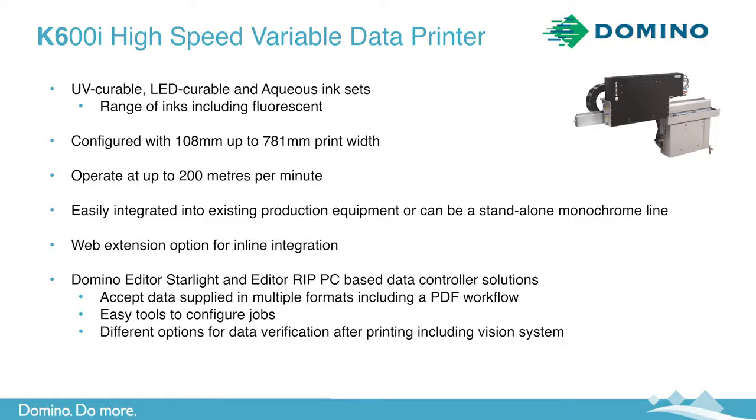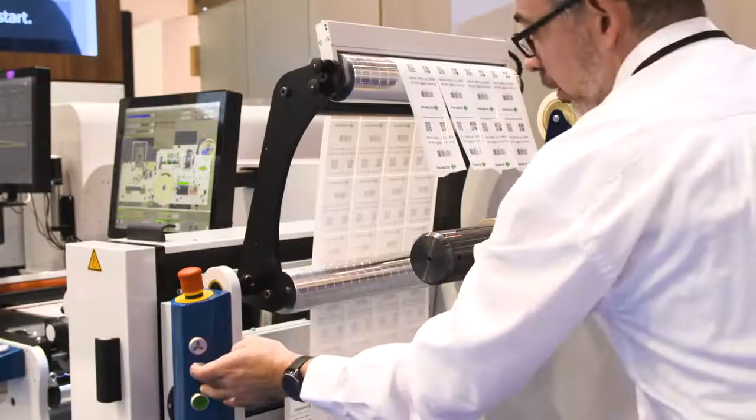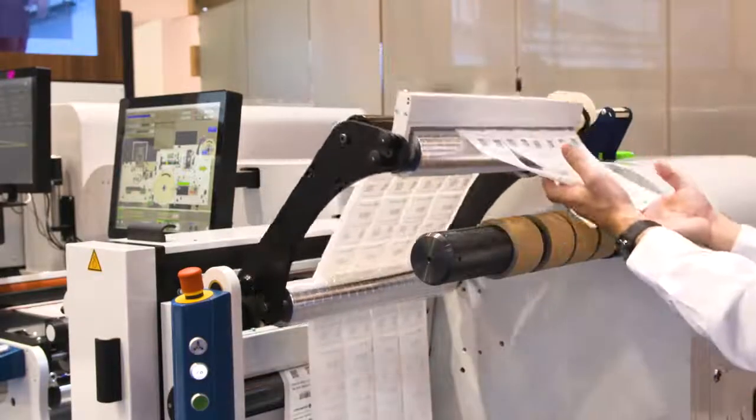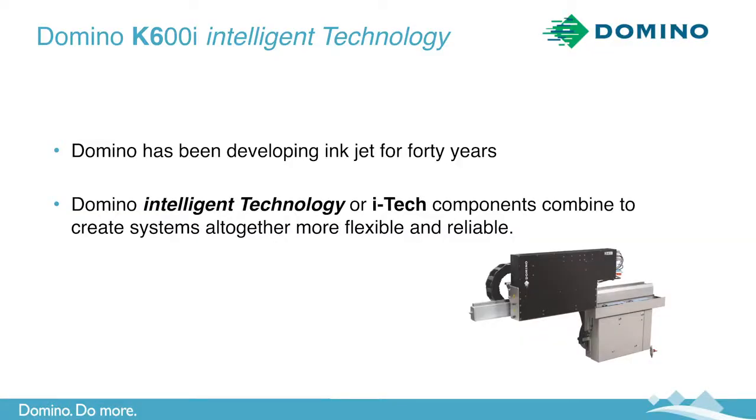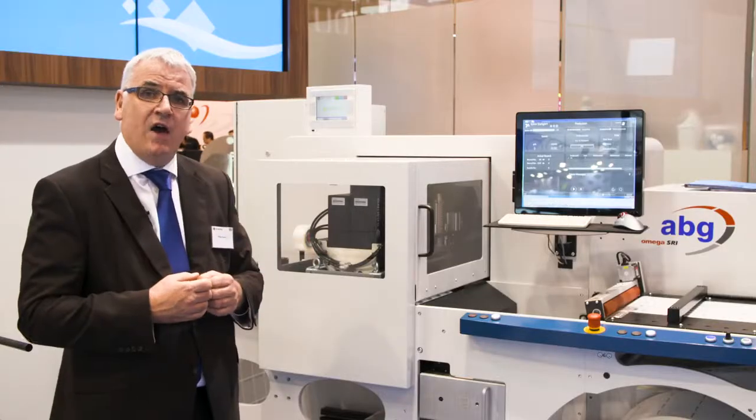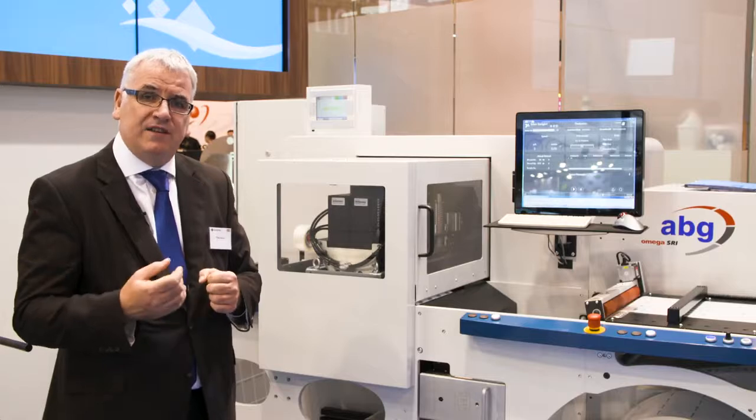Obviously, we know in Domino you have a choice of inkjet printer suppliers. Domino's been producing inkjet for 40 years, and that expertise is reflected in our printer technology we have here. Within Domino, we have three key features in the K600i that give unique capability, improved reliability, and greater flexibility in use. We call these things intelligent technology or iTech features. And in the K600i, we have iTech Clean Cap, Active Flow, and Stitch Link.